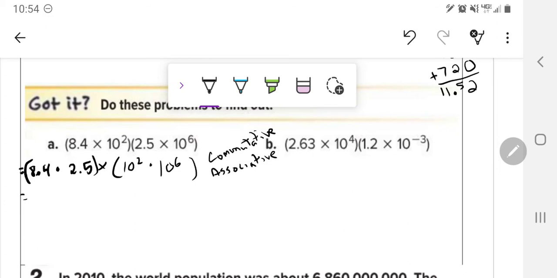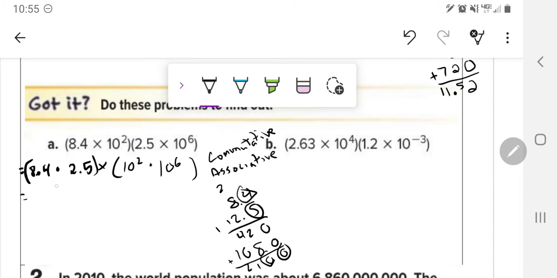All right. First step. Now we have to do some scratch work. We got to do 8.4 times 2.5. We do this quickly. 42. Put our place value holder. 8 and 16. Add them up. 0, 0, 1, 1, 2. So that's 21. And we have 1, 2 decimal places, 1, 2 decimal places. So that gives us 21.